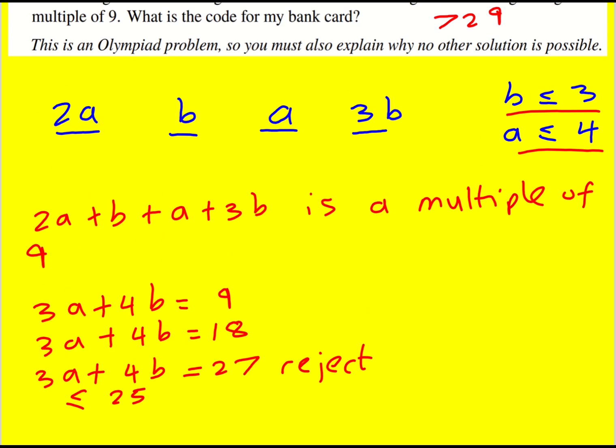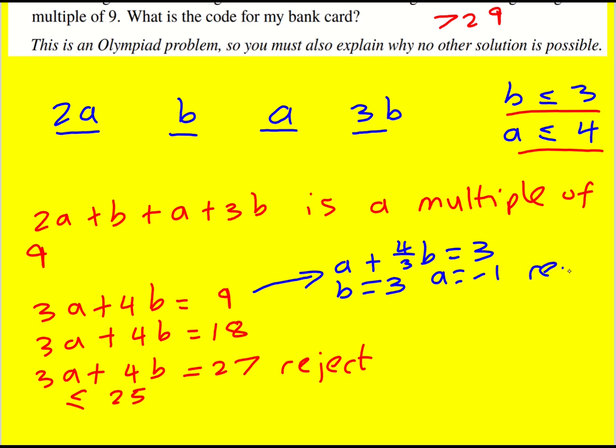And what I've done is turned it into a couple of Diophantine equations. I'm just going to deal with them one by one. So for this one up here, I can divide through by any common factors. Well, no, there's no common factor between all the terms, but there is a common factor of 3 between two of the terms. So A plus 4 over 3 B will equal 3 in this case. That means B has to be a multiple of 3. But that would mean that A is then minus 1. So we can reject that one.